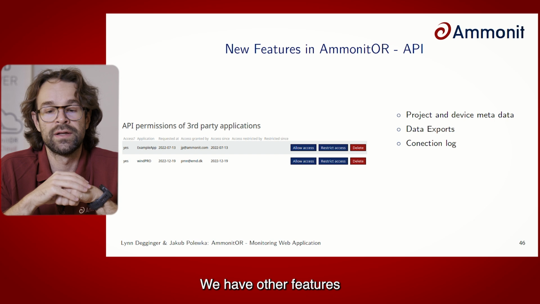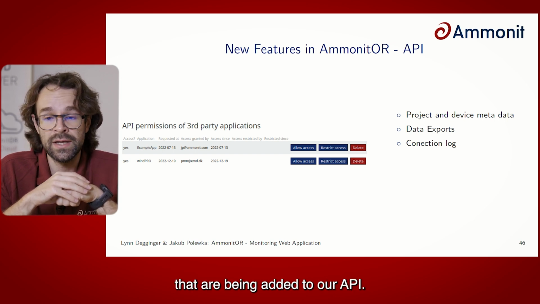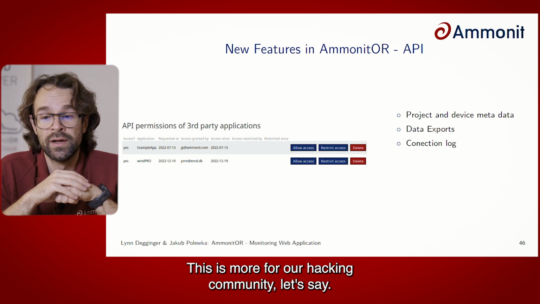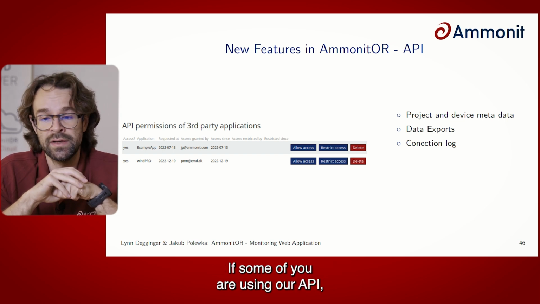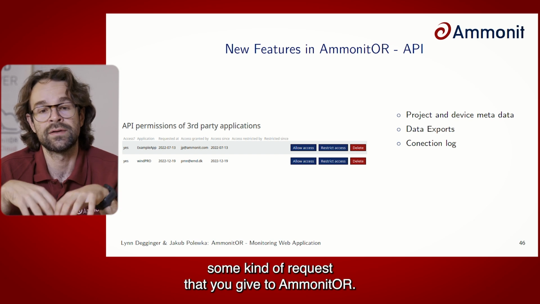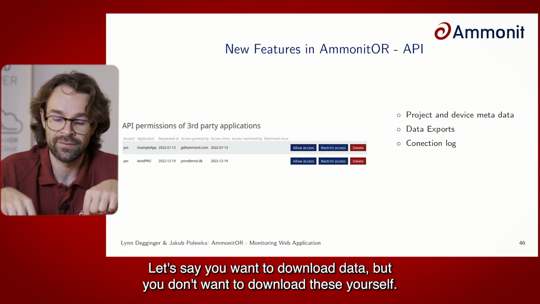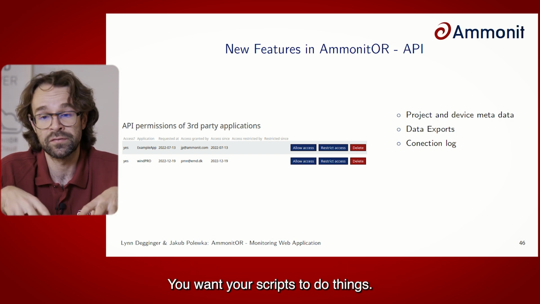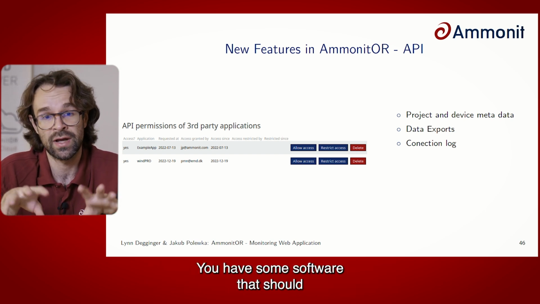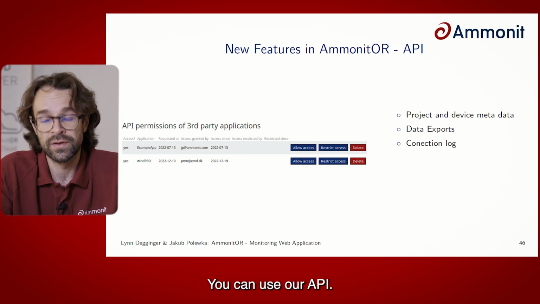Okay, we have another feature that is being added to our API. That is more for our hacking community, let's say. If some of you are using our API, where you implement in your software some kind of requests that you give to AmmonitOR. Let's say you want to download data, but you don't want to download them yourself. You want your scripts to do things. You have some software that should go to AmmonitOR, grab the files and download them. You can use our API.